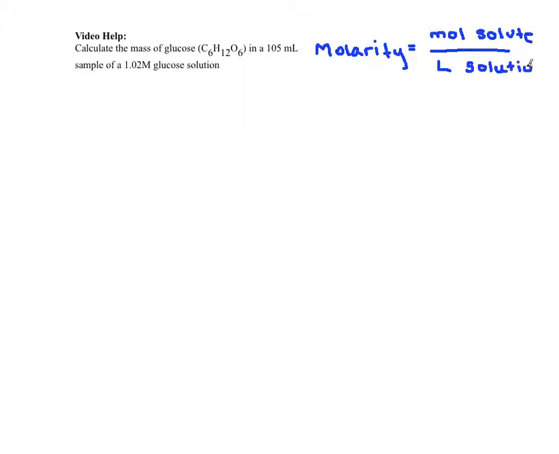So all this problem is asking you to do is plug and chug and then use your brain a tiny bit. In this one it says calculate the mass of glucose in 105 milliliters of a sample that has a molarity of 1.02 molar. So the 1.02 is my molarity, so I'm going to put it right there, equals. Now notice what I give you is volume, but I don't give it to you in liters. It needs to be in liters.